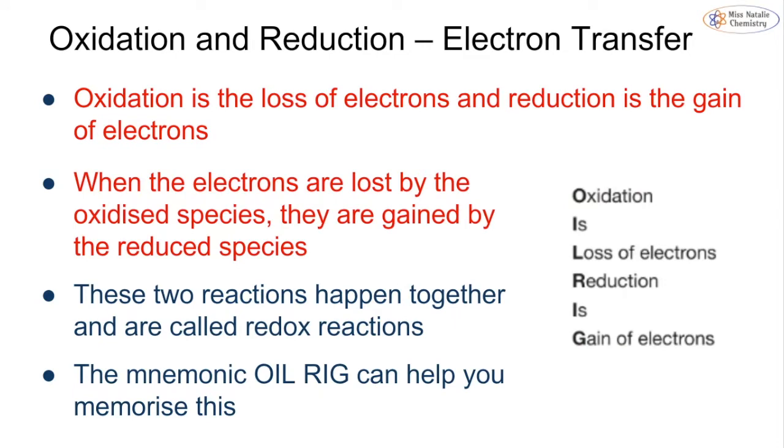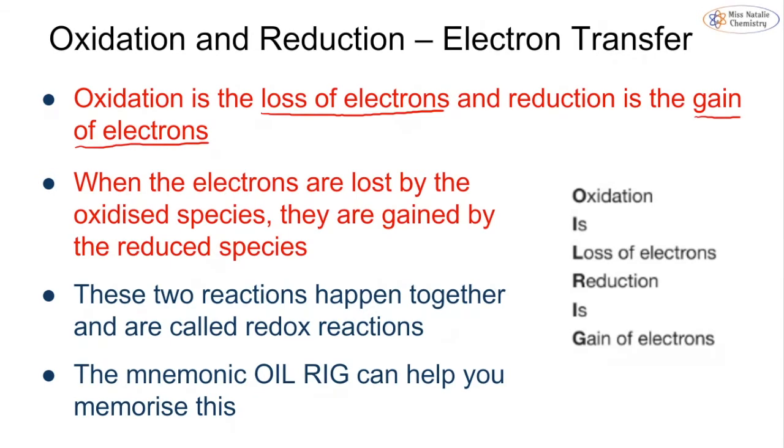Now, we can also look at oxidation and reduction in terms of electron transfer. So rather than looking at the loss or gain of oxygen, we can look at the loss or gain of electrons. And oxidation is when a substance loses electrons, and reduction is when a substance gains electrons. When the electrons are lost by the oxidized species, so the substance that's undergoing oxidation, they are then gained by the reduced species. This is why we have to have oxidation and reduction happening at the same time.